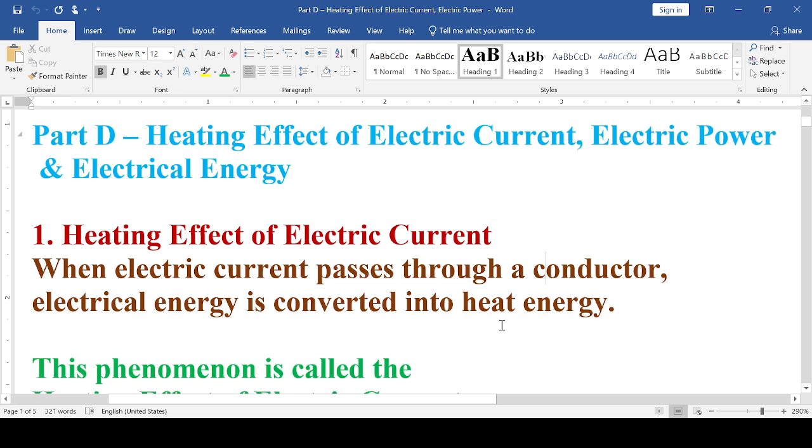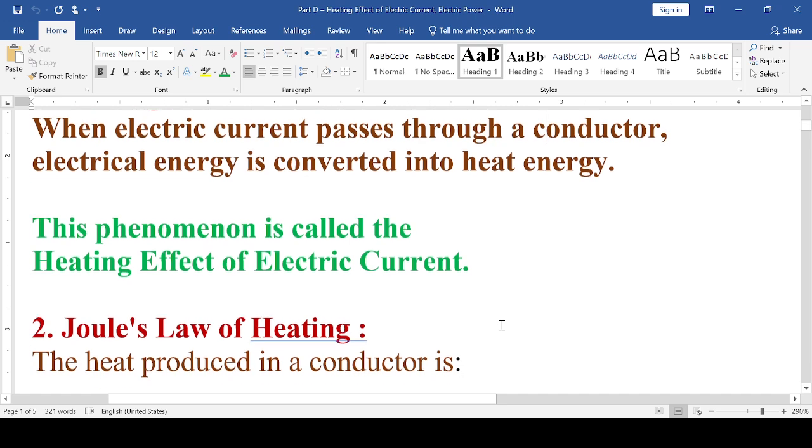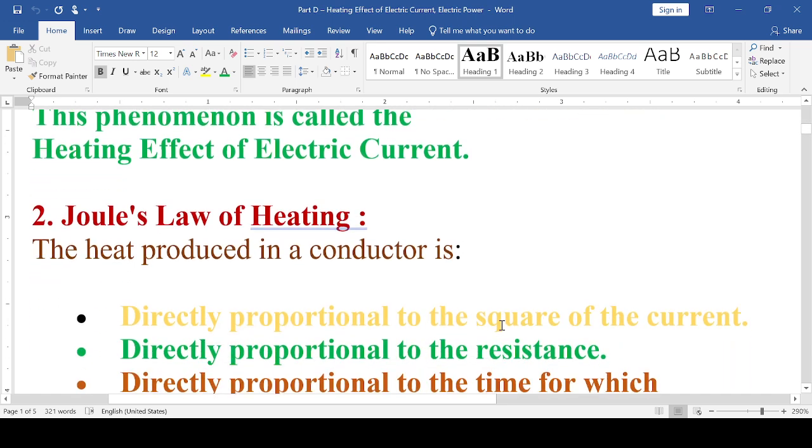So what is this heating effect of electric current? When electric current passes through a conductor, electrical energy is converted into heat energy. Can you please imagine the examples? The geyser, the electric stove, ironing clothes: you pass electricity, the electrical energy you give converts into heat energy. This phenomenon is known as the heating effect of electric current.